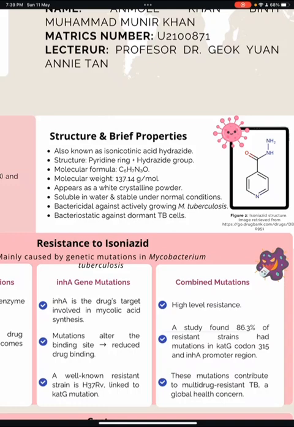Physically, it appears as a white crystalline powder, soluble in water and stable under normal conditions. Pharmacologically, it is bactericidal against actively growing M. tuberculosis and bacteriostatic, meaning growth inhibiting, against dormant cells.